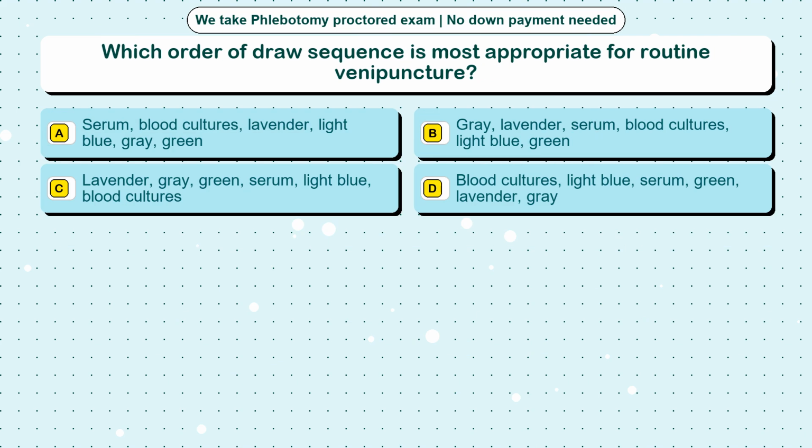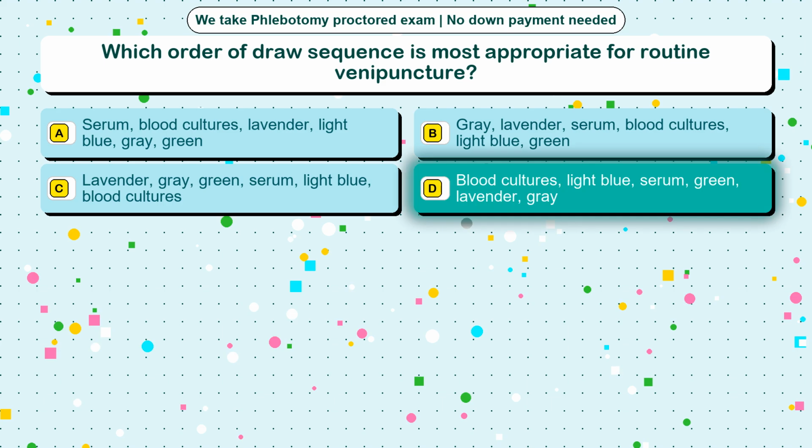Question 54. Which order of draw sequence is most appropriate for routine venipuncture? Option A. Serum, blood cultures, lavender, light blue, gray, green. Option B. Gray, lavender, serum, blood cultures, light blue, green. Option C. Lavender, gray, green, serum, light blue, blood cultures. Option D. Blood cultures, light blue, serum, green, lavender, gray. The correct answer is option D.